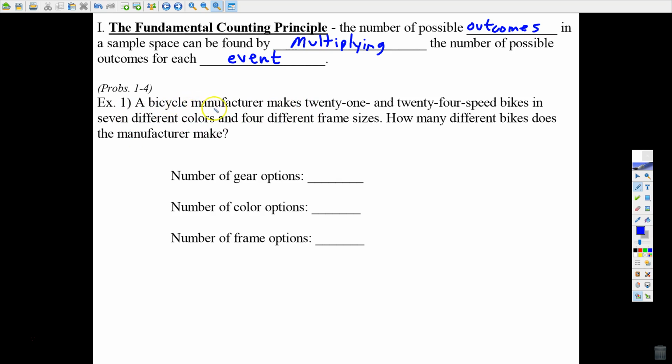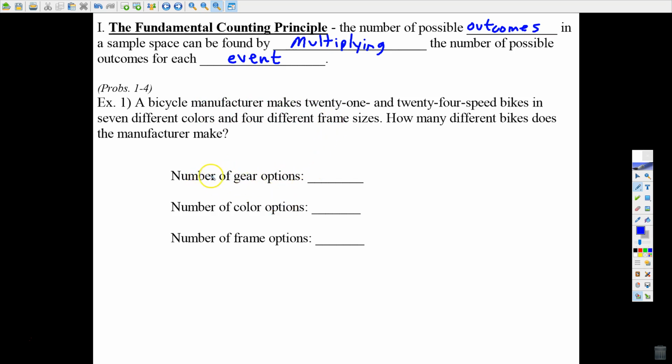So we have this bike manufacturer, and he makes 2 different types of speed bikes. He makes a 21 speed and a 24 speed. He also makes these bikes in 7 different colors and in 4 different frame sizes. So the question we're supposed to answer is, how many different bikes does the manufacturer make? And so applying the fundamental counting principle, we would first write down the different types of bicycles that are being made, and there's really 3 types.